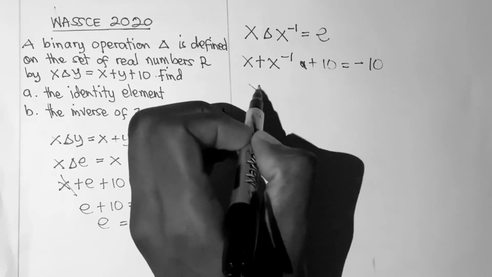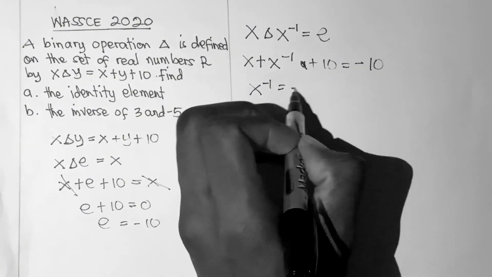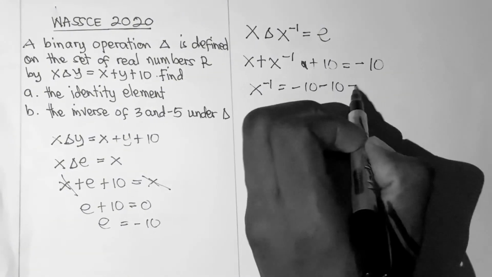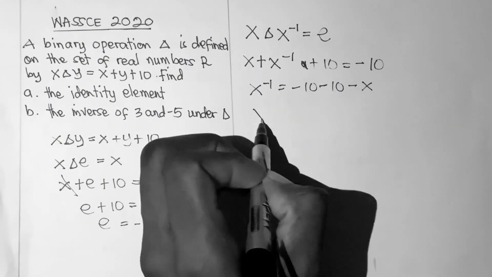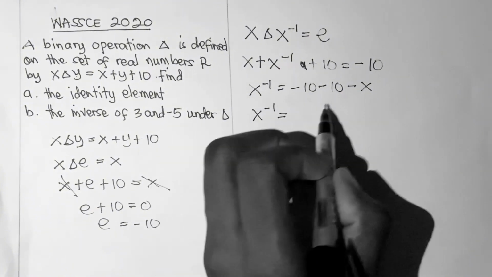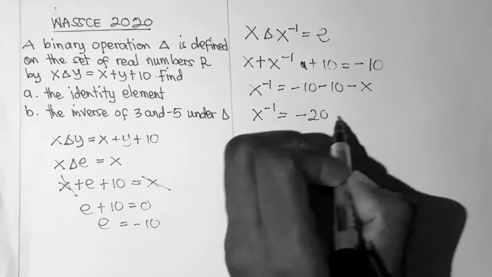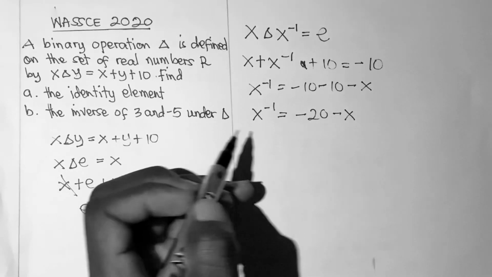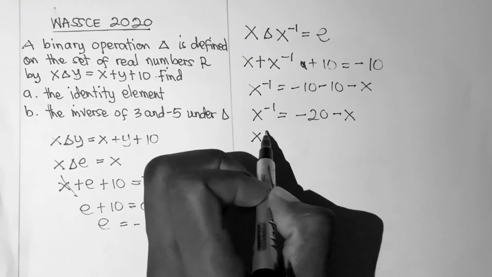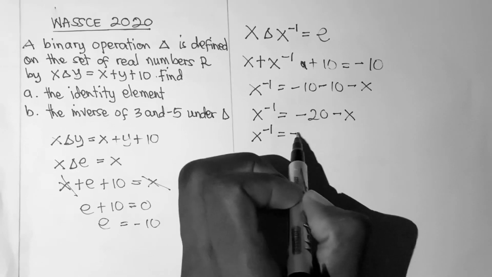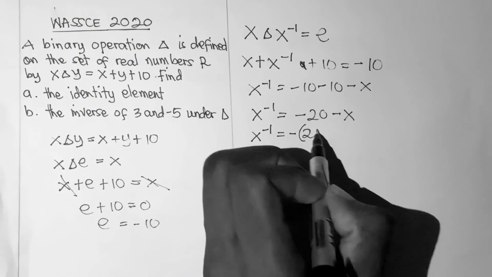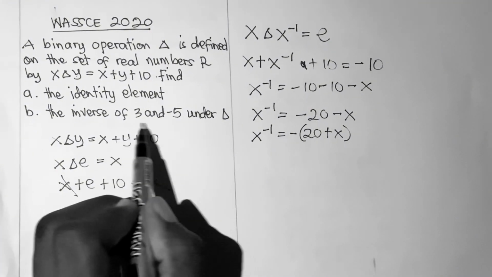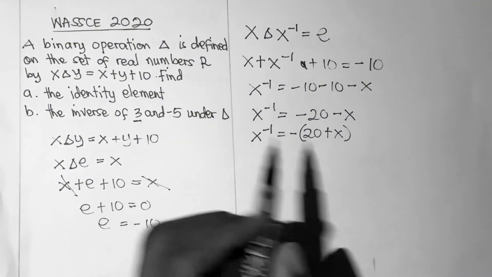So x inverse is equal to minus 10, then minus 10, then minus x. So x inverse is equal to minus 20 minus x. So we can factorize minus 1 and then say x inverse is equal to minus into brackets 20 plus x. Now the question is saying we should find the inverse of 3 and minus 5.